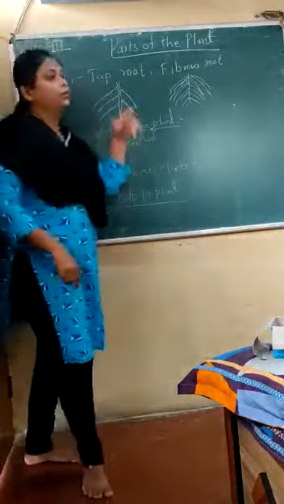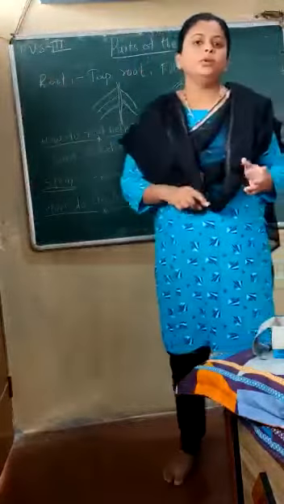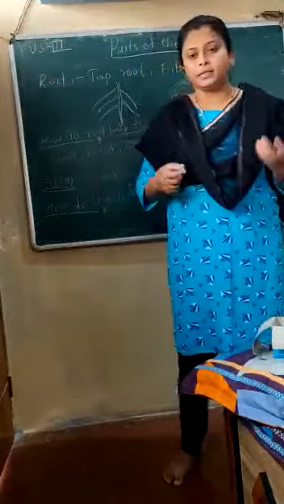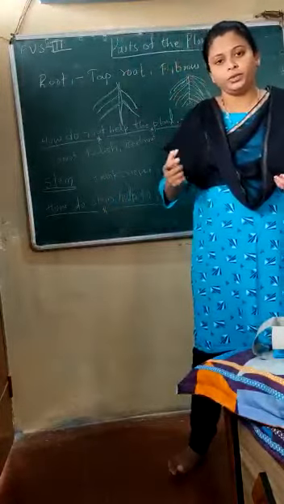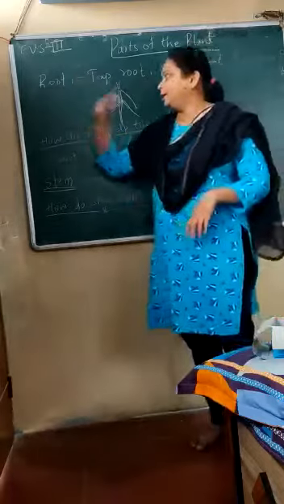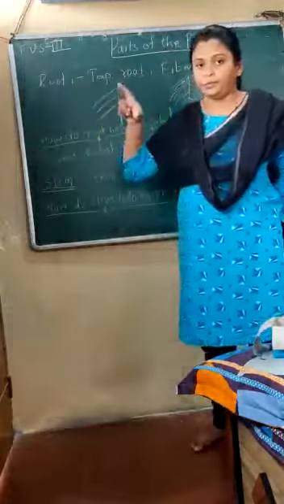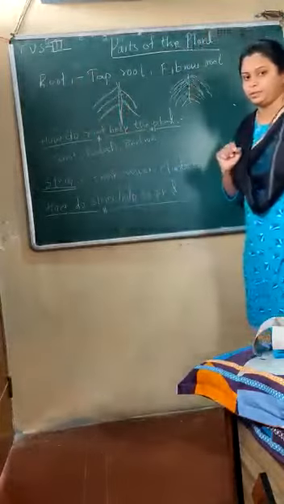First one, we give most importance to the root part of the plant, because without roots, plants are nothing. Plants are not at all going to live. Roots are most important. Again, in the root, we have two types. One is tap root and another one is fibrous root.